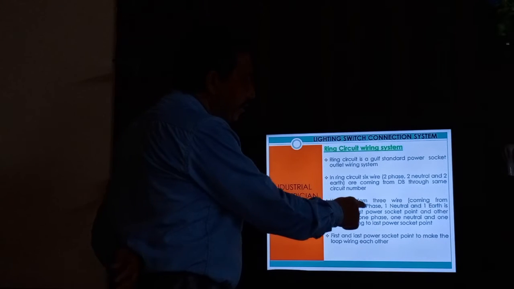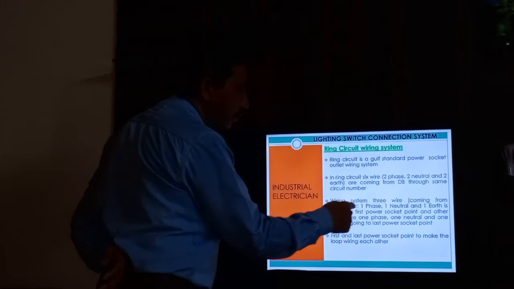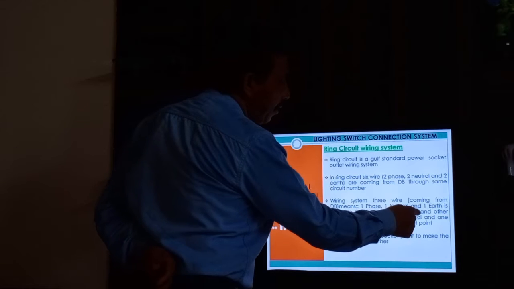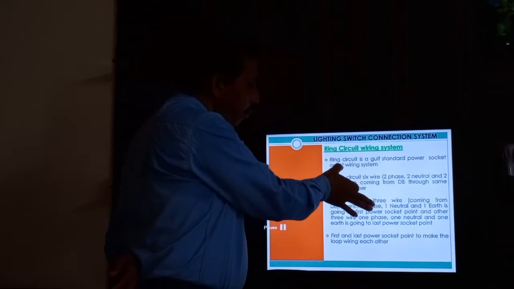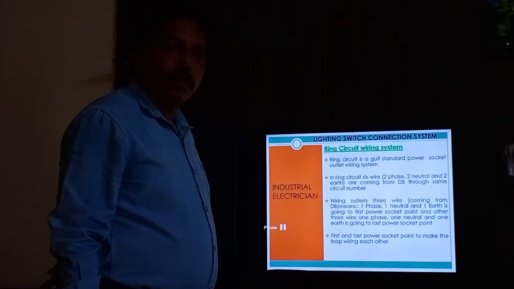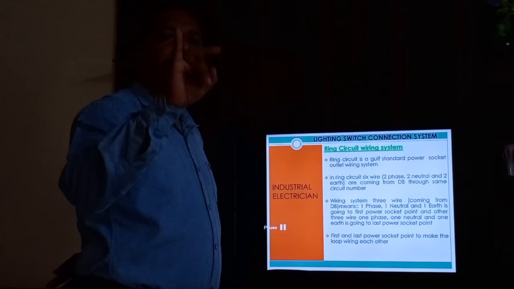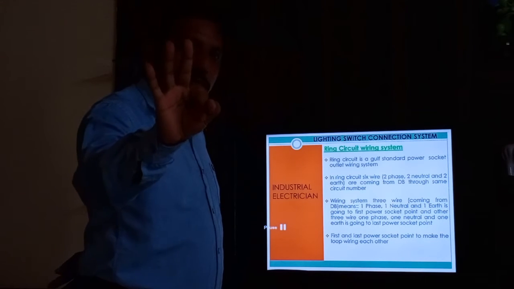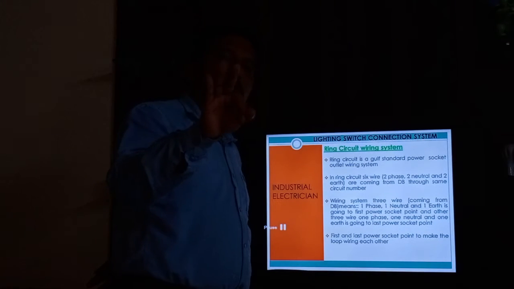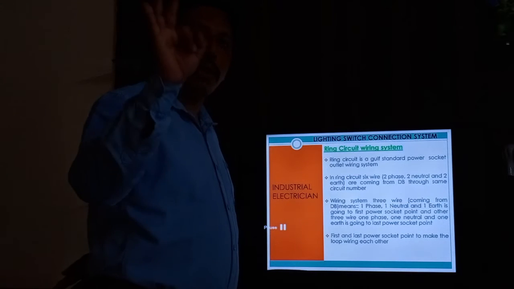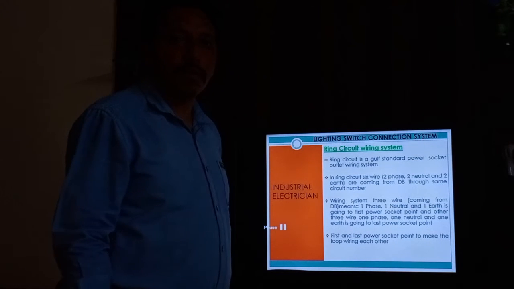And for the next wiring system, 6 wires come from the DB, as I already discussed in the second point. Among these 6 wires, 3 wires go to the first power socket point: 1 phase, 1 neutral and 1 earth. And the balance 3, 1 phase, 1 neutral and 1 earth, go to the last point of the power socket.